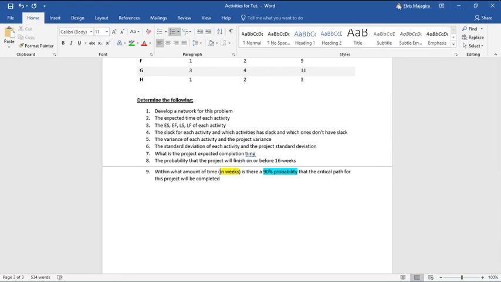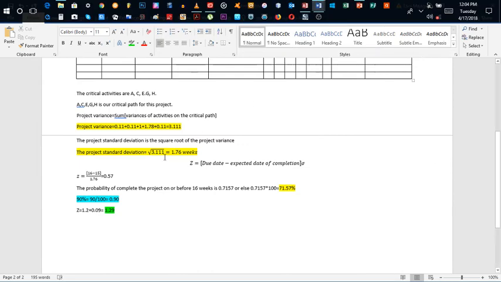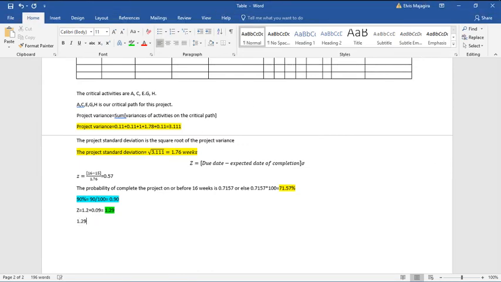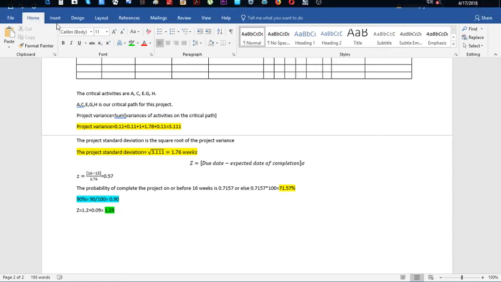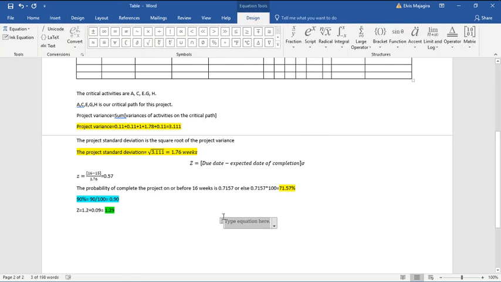So I do it here. It's going to be 1.29 equals to, we're just putting everything in this formula. We don't have the due date, so let's say the due date is x, because that is what we are looking for. It's going to be that minus, let me put in an equation. So it's going to be 1.29 equals to x minus the expected date of completion, which is 15.